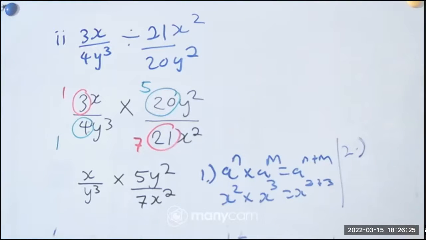So the other rule of indices we need to know is that you have this now. So for example, if you had x cubed over x squared, what would you do? This would be a to the power of n minus m, which you can write as x to the power of 3 minus 2, which would give you x to the power of 1. So when you divide, you simply subtract, right?